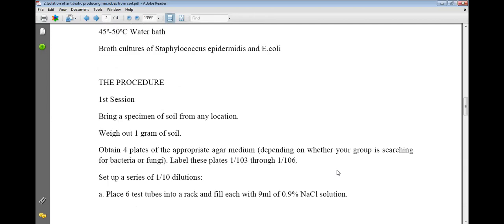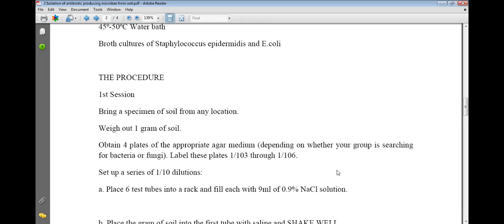The procedure in the first session: bring a specimen of soil from any location and weigh up to 1 gram of soil. Obtain 4 plates of appropriate agar medium, depending on whether your group is searching for bacteria or fungi. Label these plates 1 upon 10^3 through 1 upon 10^6.